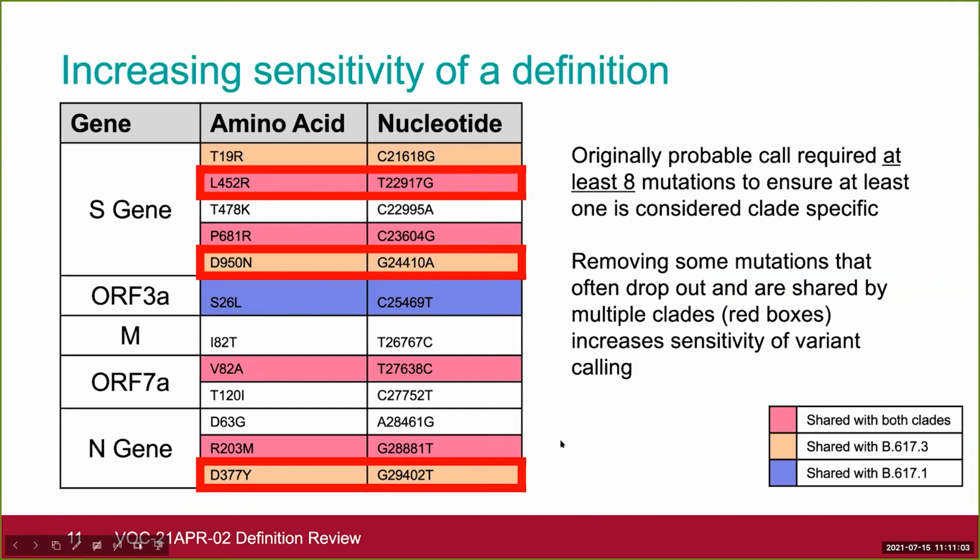We might also want to increase the sensitivity of our definition. So as I said, we have this low QC category where anything that doesn't have a sufficient number of mutations falls into that group. And for anything that is called as low QC, we at PHE have a manual review process.